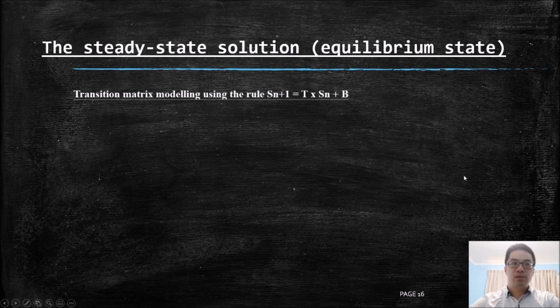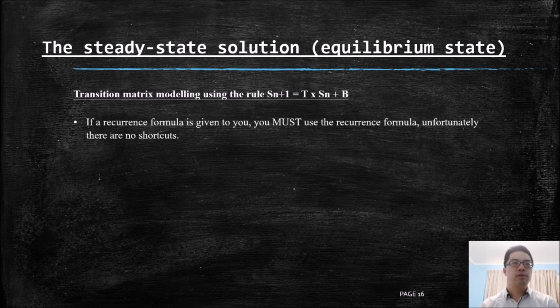I've got transition matrix modeling using the rule Sn plus 1 equals T multiplied by Sn plus B. So this is kind of like your recurrence relation with paying an extra amount or removing an extra amount. So if a recurrence relation is given to you, just a reminder, you must use the recurrence formula. Unfortunately, there are no shortcuts.